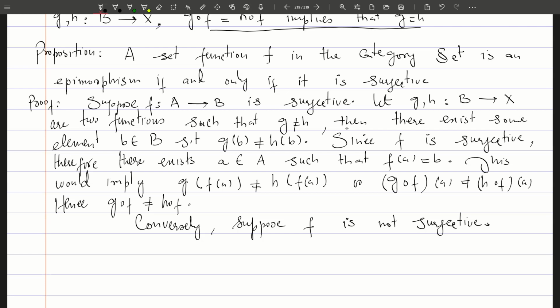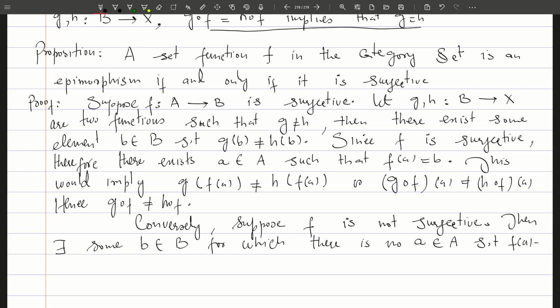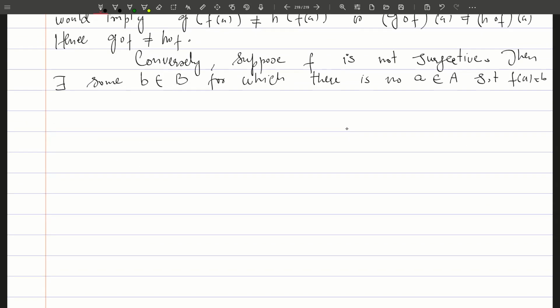If this is the case, this would imply that there exists some element b in B for which there is no element a in A such that f of a is b. So there exists some b inside B for which there is no a inside A such that f of a is equal to b. Now we are going to define two arrows. Define g and h from object B to the set, say {0, 1}, as follows.